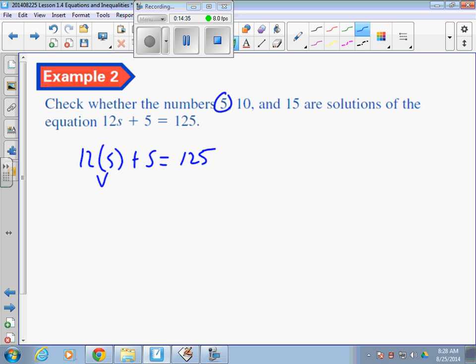We know that 12 times 5, if you think about inches in a ruler or how tall you are, you know that that's 60 inches. Plus 5 is 65, which is not equal to 125. So no, that is not a solution.